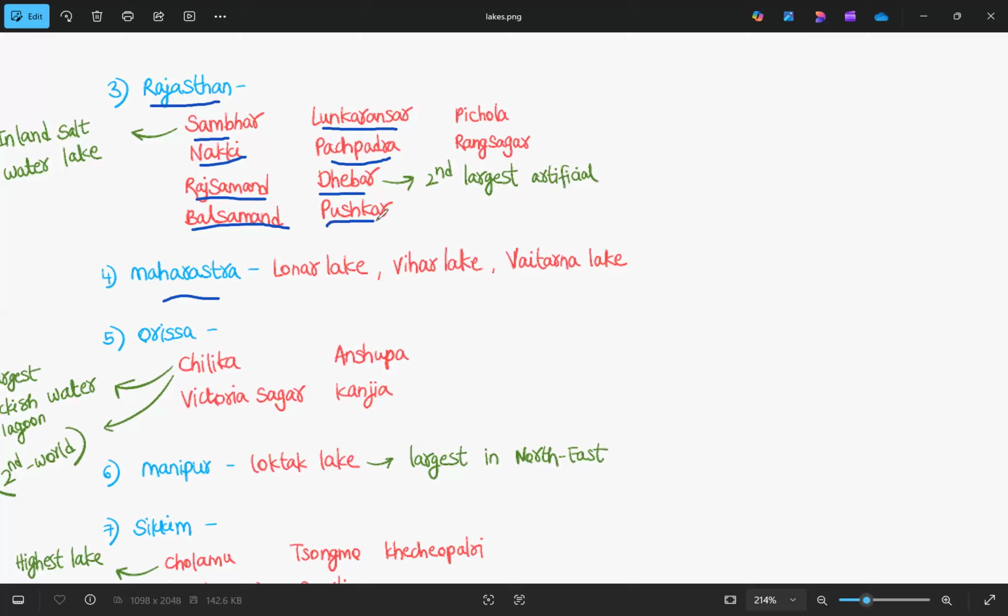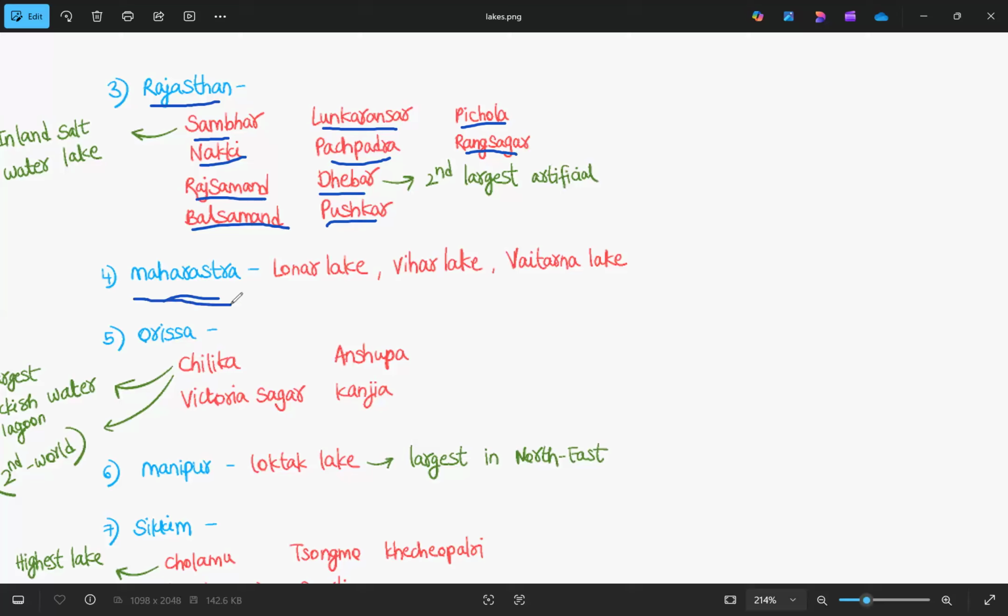And then we have Pushkar Lake, Pichola Lake, and Rang Sagar. So how many lakes? Total 10. Now let's go through them once again. Sambar, which is the inland saltwater lake. Nakki, Raja, Bhal, Rajsamand, Balsamand. And then we have Lunkaransar, Pachpadra, Debar, which is the second largest artificial lake in India. And next we have Pushkar, Pichola, and Rang Sagar. These are the 10 lakes in Rajasthan.